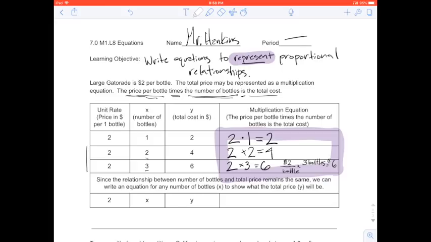So we can create an equation that shows the relationship between the number of bottles and the total cost. Okay. In this case, and just like before, let me change that. I'm going to underline this probably a couple more times. Price per bottle times the number of bottles is the total cost. And if we look at this statement, we can kind of turn that into an algebraic equation.